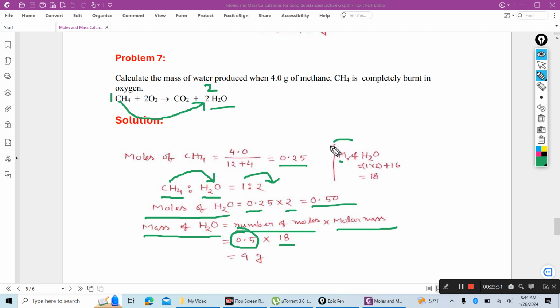Here H2O, water, hydrogen is 1 times 2 plus 16, 18. So now mass of water will be 9 gram.